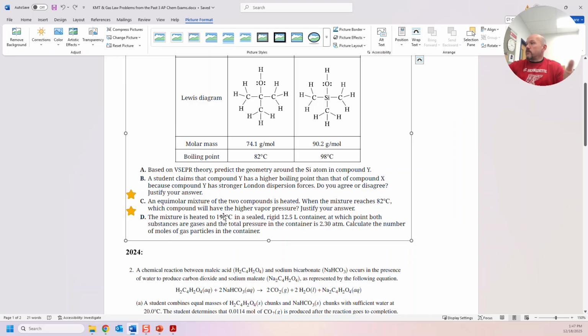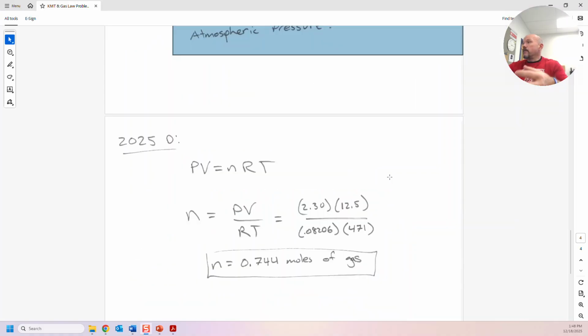Just remember, don't use 198 for your temperature value. Make sure you add 273 to it, and use the Kelvin temperature, not the Celsius temperature. Okay. And the other thing to remember is make sure you use the correct R value.